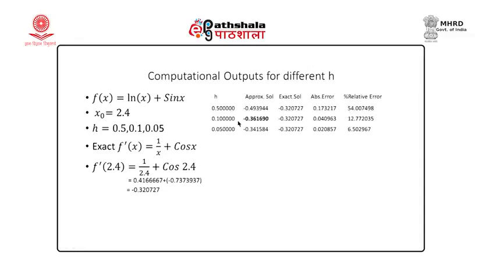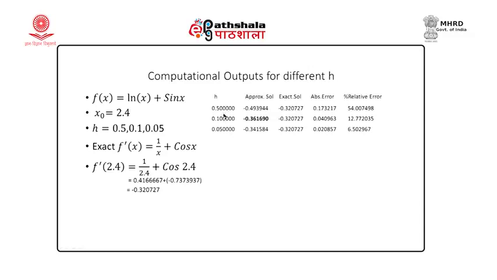If you reduce h to 0.1, the value is minus 0.361690, which we calculated manually also just now. The error is now 0.040963 in the absolute sense, and the relative error is 12.77%. If we further reduce h to half of this, so 0.05, then the approximate solution is minus 0.341584. The error has come down to half, 0.020857, and the percent relative error is also half, 6.502967.